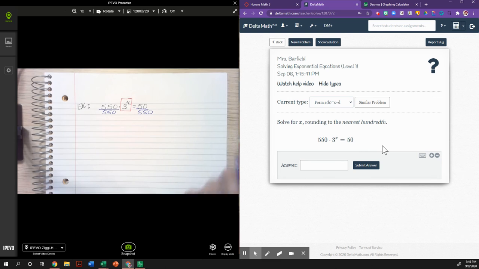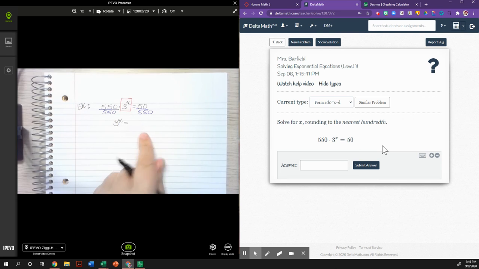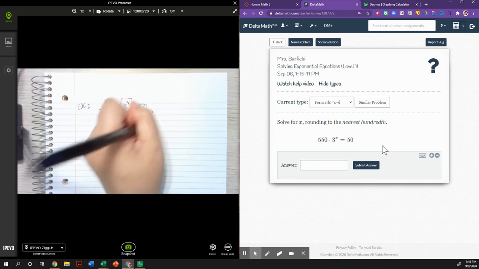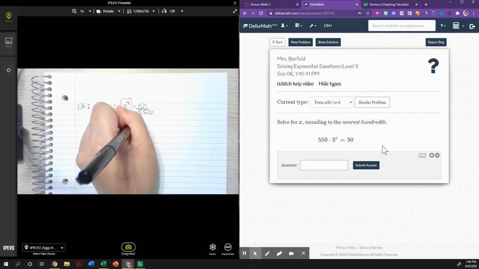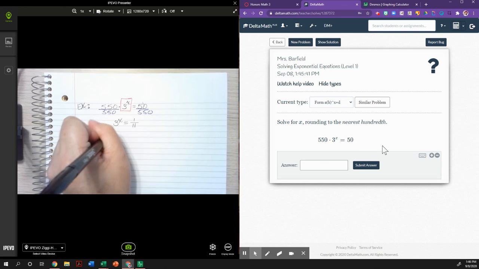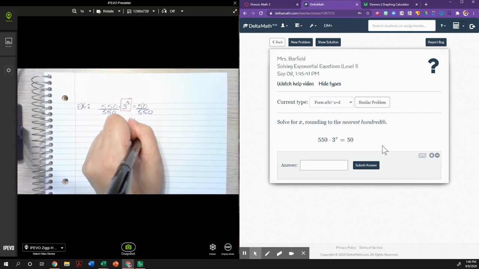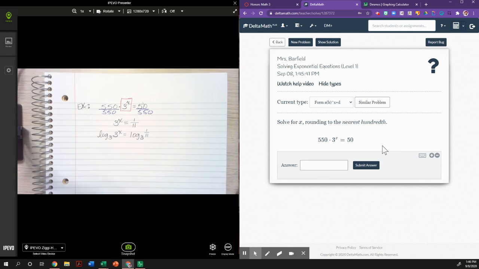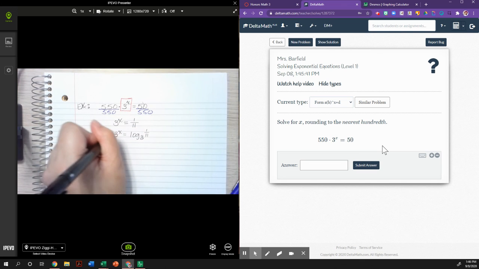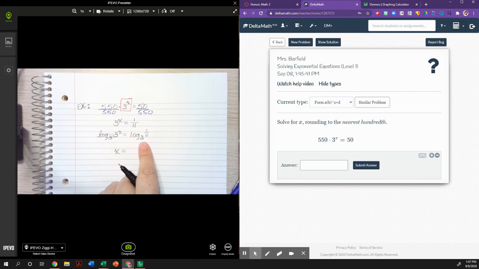Okay, so that means I'm left with 3 to the x equals, all right, well, the zeros cancel, and 5 over 55 is 1 over 11. Okay, it's perfectly okay that I have a fraction. Now I'm going to take the log of both sides. So log base 3 of 3 to the x equals log base 3 of 1/11. So this cancels. X equals, all right, now I'm going to type this in carefully.